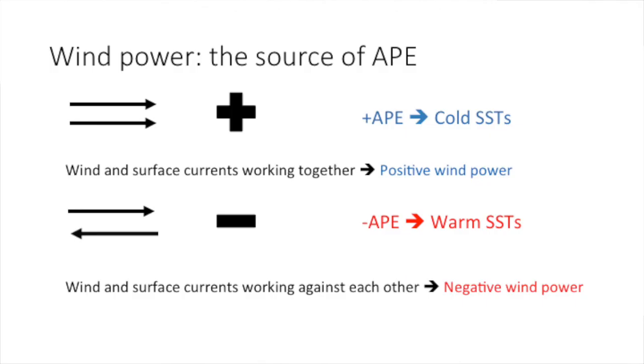So the focus of my work is on wind power, and this is the source of APE. What this essentially is, is the interaction between the surface currents of the ocean and the winds. When the winds and currents work together, it adds energy to the system, and that increases APE, which, as I said, leads to cold SSTs. Likewise, when the winds and currents work against each other, it takes energy out of the system, reducing APE and leading to warm SSTs. So essentially, wind power is a forcing mechanism that can lead to changes in SST and hopefully tell us something about SST in the future.